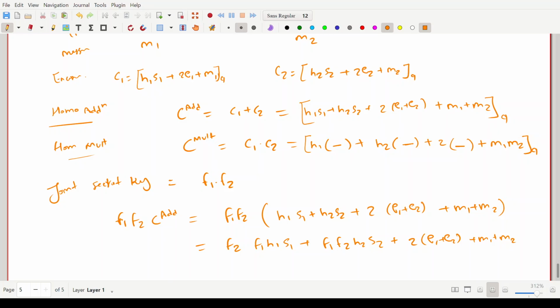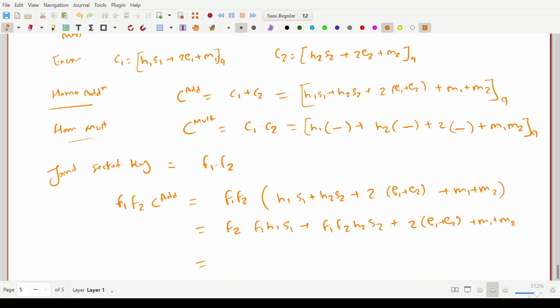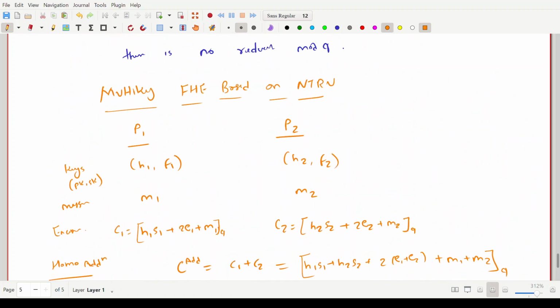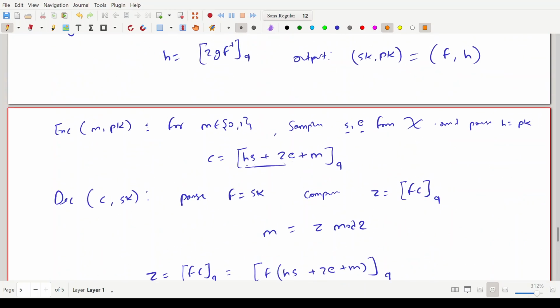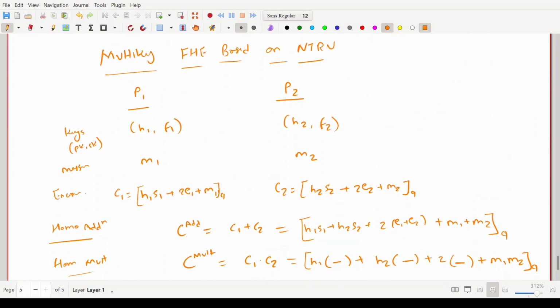Now what do you observe? You know the value of H1, correct? What is the value of H1? It is 2G F inverse. That is your public key, 2G F inverse, correct? Since there are two parties, here H1 will be 2G1 F1 inverse, and H2 is 2G2 F2 inverse. Everything is modulo Q.